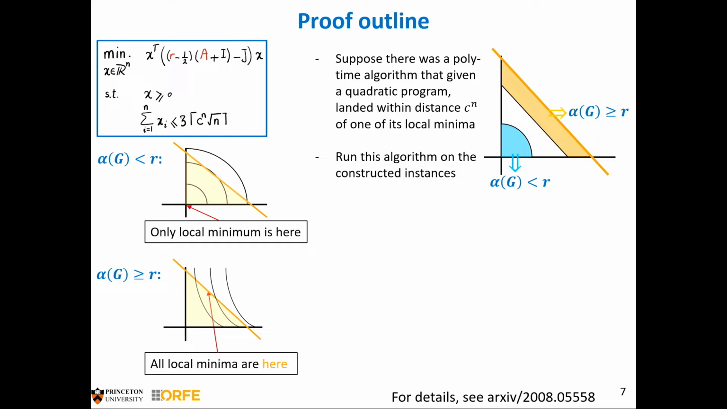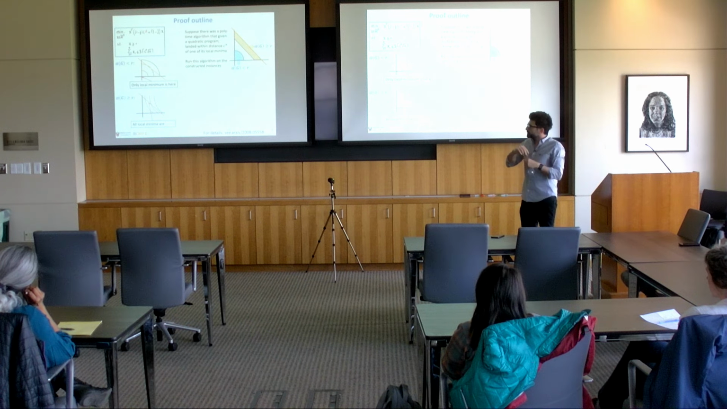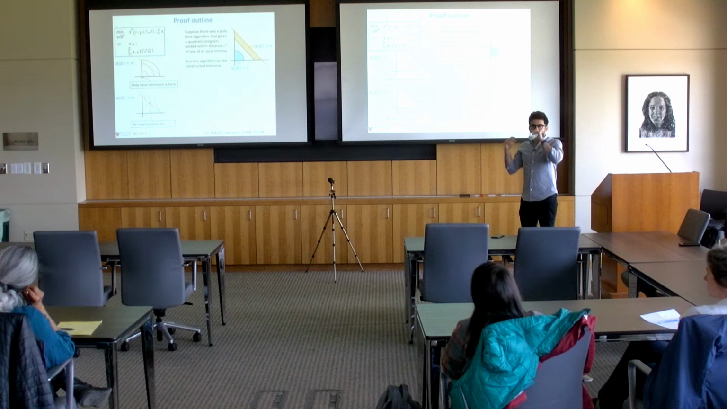But I can run the algorithm and see where it lands. If it ends up in the blue region, I know that the local min must be at the origin, which means alpha is less than R. If it lands in the orange region, I know that the local min must be on the hyperplane, which means that alpha is more than or equal to R. So that allows me to solve the stable set problem. I know this is high level, but any questions?